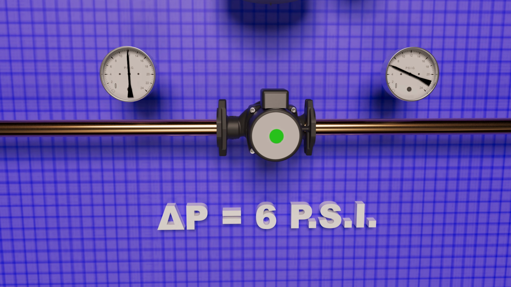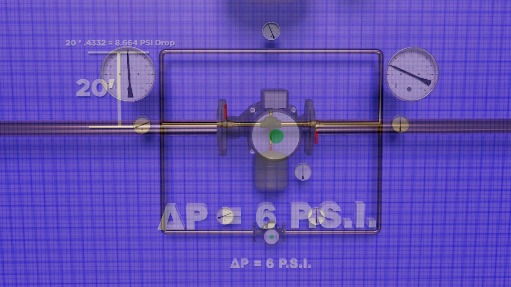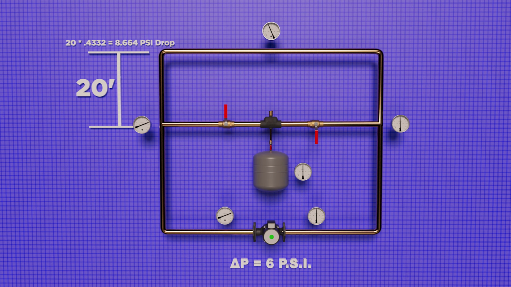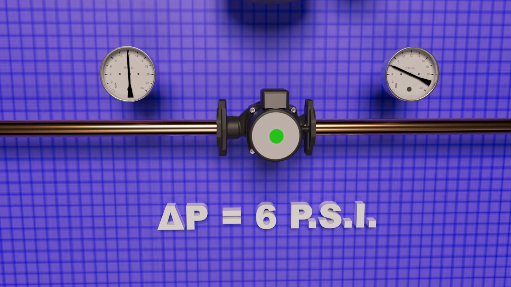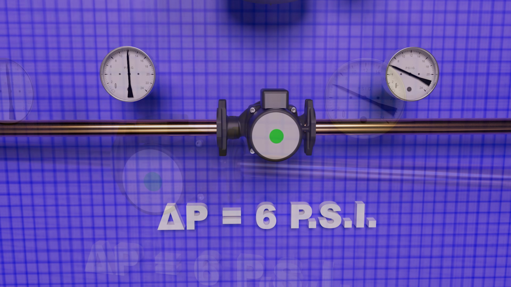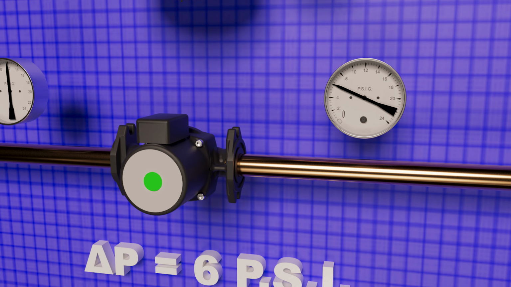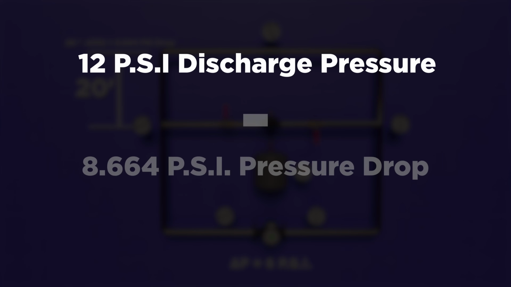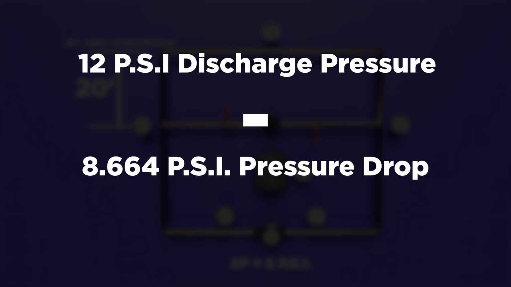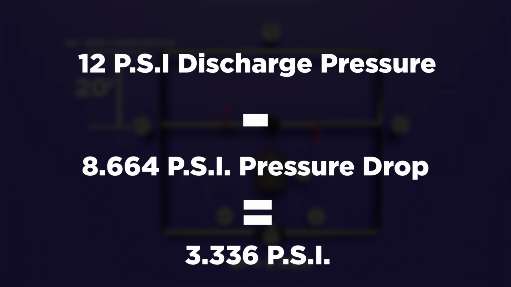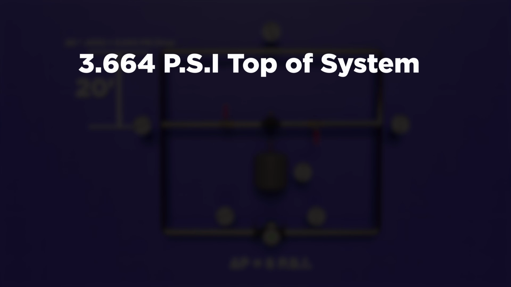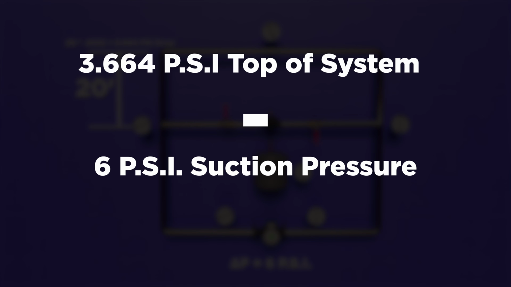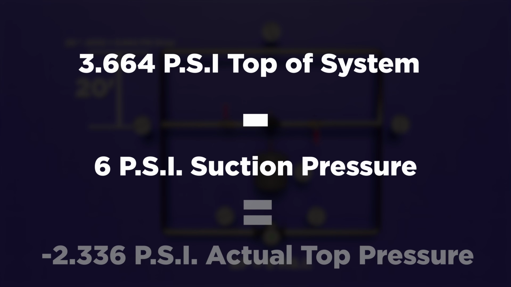But remember, the circulator will create a pressure differential. If it cannot boost the outlet or discharge pressure, it will reduce the suction pressure. Now, instead of having 12 psi on the suction of the circulator, we have 6. So discharge pressure at 12 psi minus 8 psi drop to get to the top of the system equals less than 4 psi at the top of the system. 4 psi at the top minus the 6 psi suction pressure on the circulator means we could have a minus 2 psig at the top of the system in this scenario.